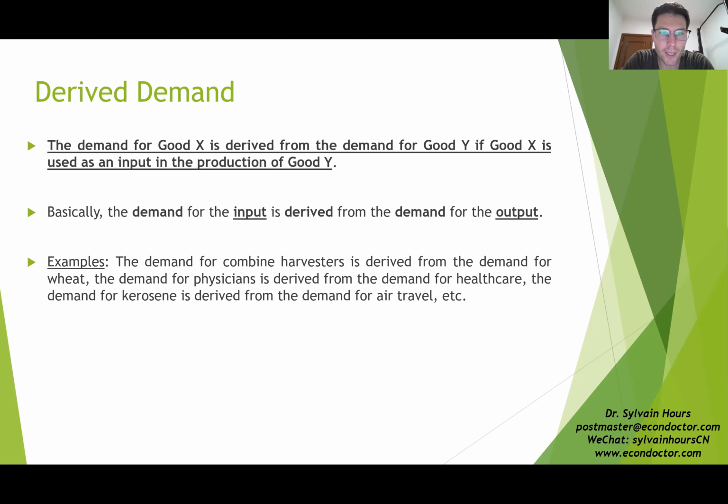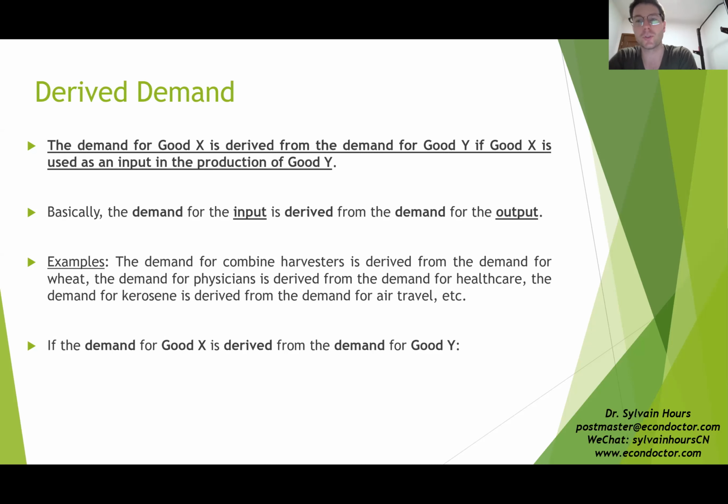So examples: the demand for combine harvesters comes from the demand for wheat; the demand for physicians, doctors. Why do hospitals demand or hire doctors? Because there is a demand for healthcare, because people are willing to pay to go see a doctor. Why is there a demand for kerosene, which is the fuel for planes? Because there is a demand for air travel. Okay, one is just the consequence, so it's derived from the other. You can ask your students to give you more examples. The demand for steel is derived from the demand for cars. The demand for teachers is derived from the demand for education, and so on.